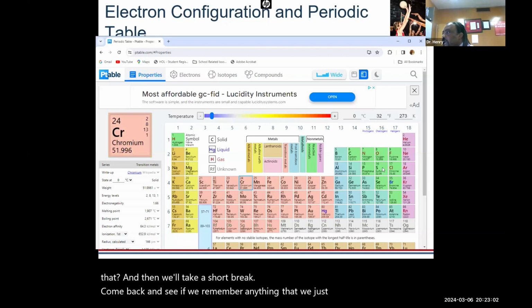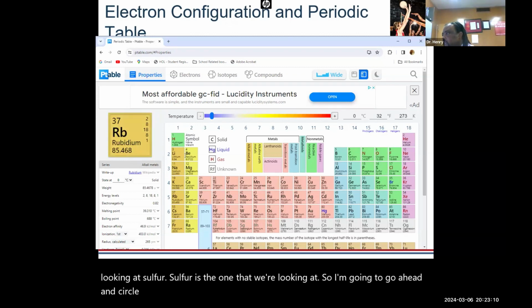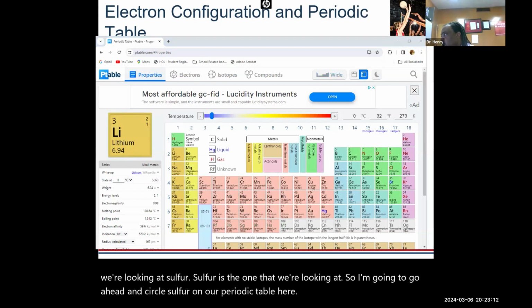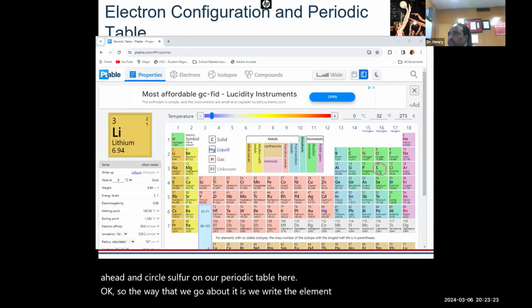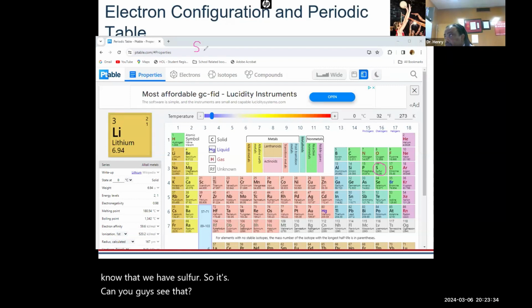Okay. So let's say we're looking at sulfur. Sulfur is the one that we're looking at. So I'm going to go ahead and circle sulfur on our periodic table here. Okay, so the way that we go about it is we write the element that we have first. So we know that we have sulfur, so it's S. Can you guys see that? Up top, the S. Okay, then we'll put our brackets.